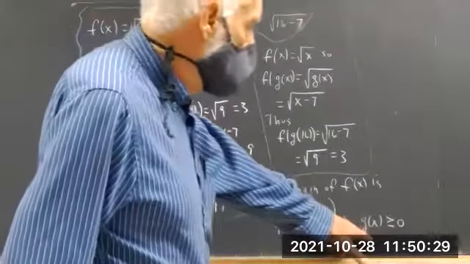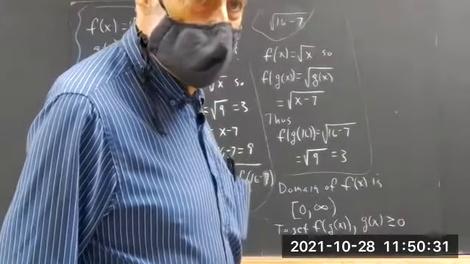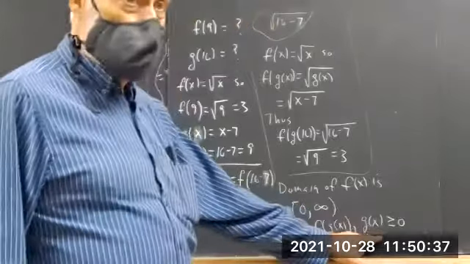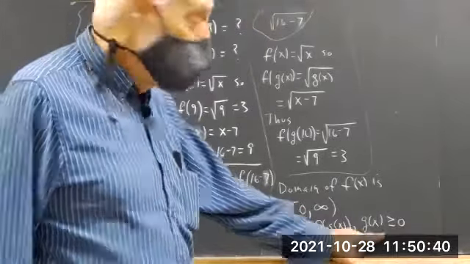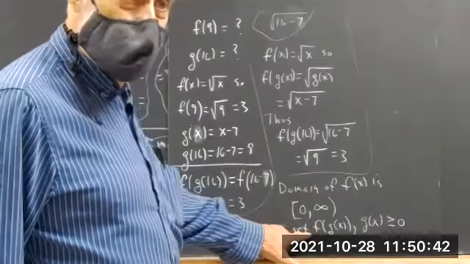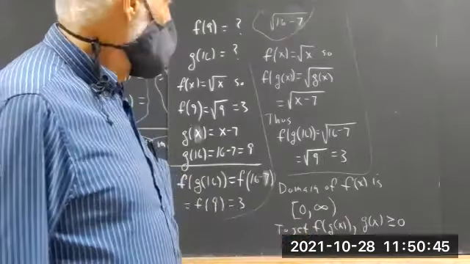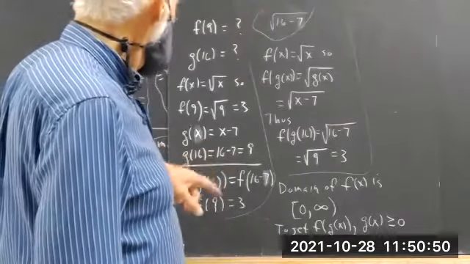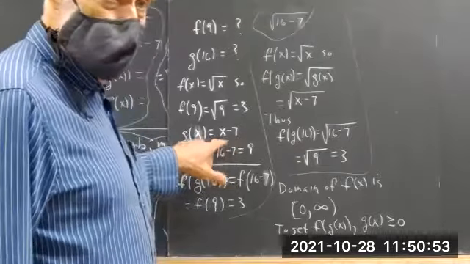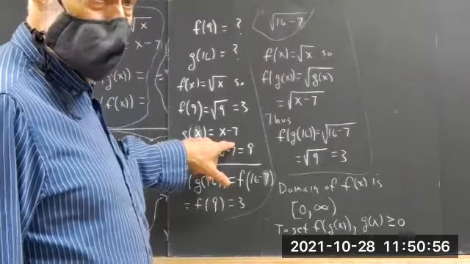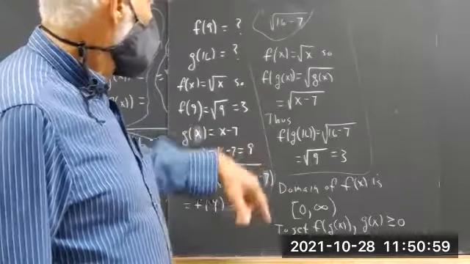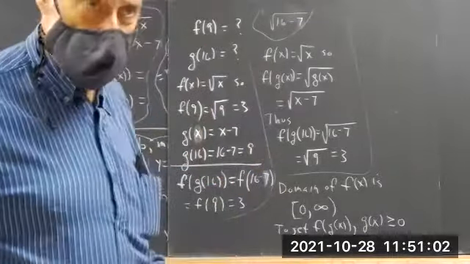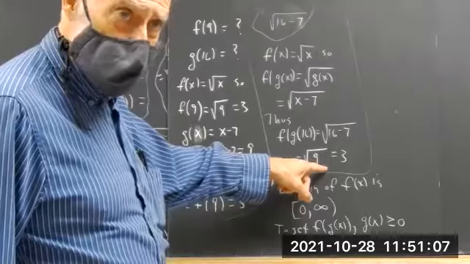g of x has to be greater than or equal to zero, because if it's not, it's less than zero, which means it's negative, and you can't put it into f. For example, if x is 2, g of x, which is x minus 7, would be 2 minus 7, negative 5, right? So if you want to do f of g of 2, you'd be out of luck, because g of 2 is negative 5, and you'd be doing the square root of negative 5.